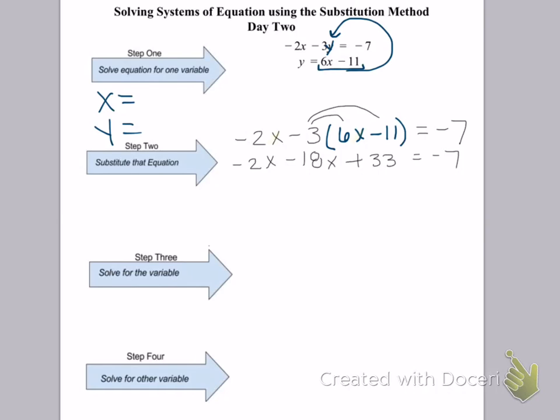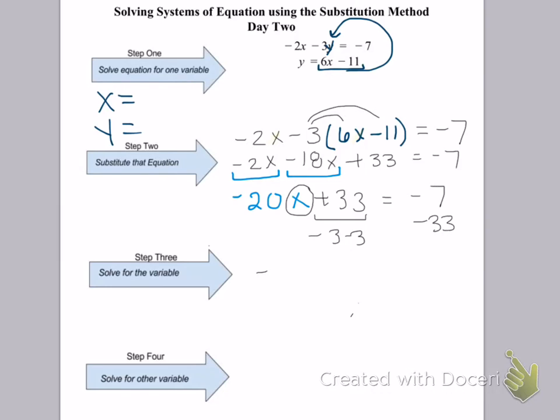Your next step is to combine your like terms. So we've got a negative 2x, and we have a negative 18x, so we have to combine those. You get a negative 20x, and then plus 33, equals negative 7. Well, we know our next step, step 3, is to solve for our variable. So our goal is to isolate x so we can see what it equals. So the first thing we need to do is move over the 33. And since it's positive, we have to do the opposite, which is subtract. So minus 33 on both sides.